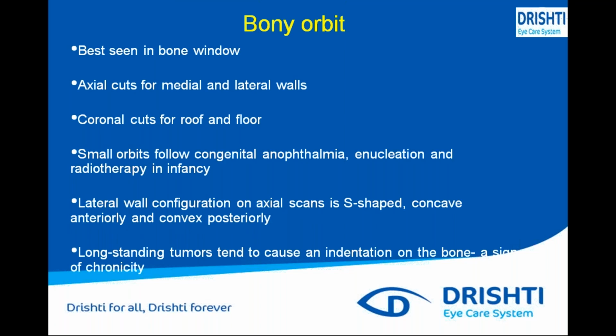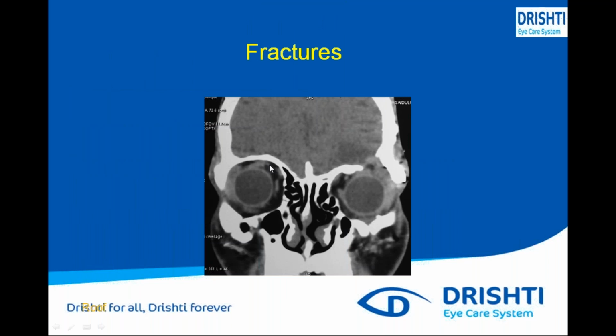So bony orbit. In bony orbit, I have told you it is generally for the bone, and depends upon the bone window. If you see, this is the normal, regular bone area. The enhanced part is the bony area. So all these are the four bones. In this area, you can see this damage here. So this is the fracture. This is the fracture part.